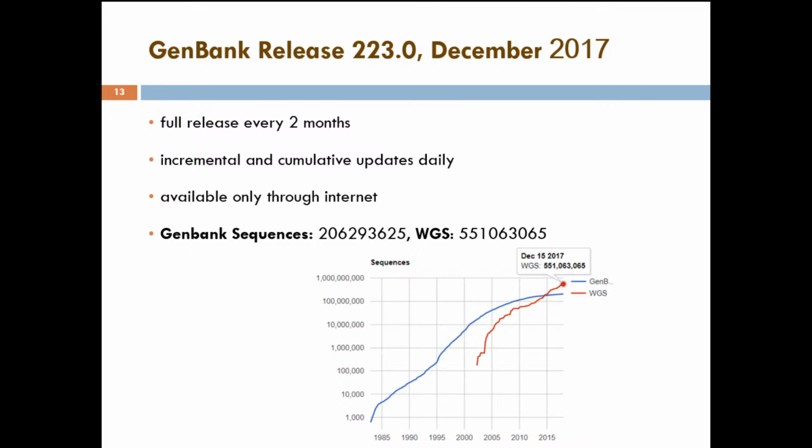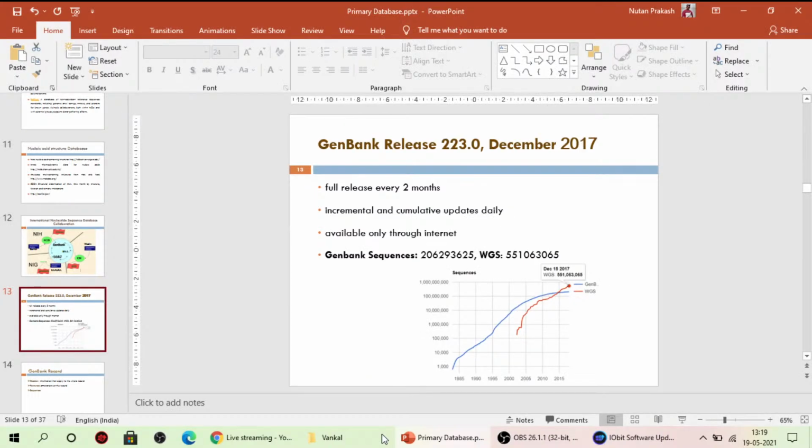Then again for 2 months the curation will be going on in the background. Once all the sequences are verified, they also will be released, right? So after every 2 months, the GenBank is released. Incremental and cumulative update daily. Daily, whatever new sequences are being updated are reflected in GenBank and available only through the internet. If you don't have an internet connection, definitely you will not be able to use the services of GenBank or any of the databases.